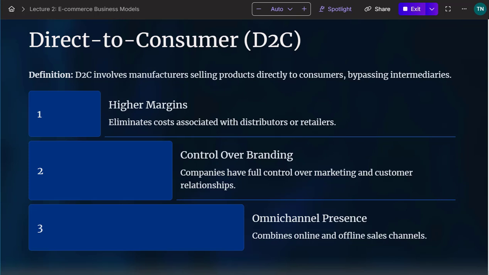So for D2C, we know that it gives higher margin, eliminates costs associated with distributors or retailers, and gives control over branding. Companies have full control over marketing and customer relationships. And most important is to create an omni-channel presence by combining online and offline sales channels.